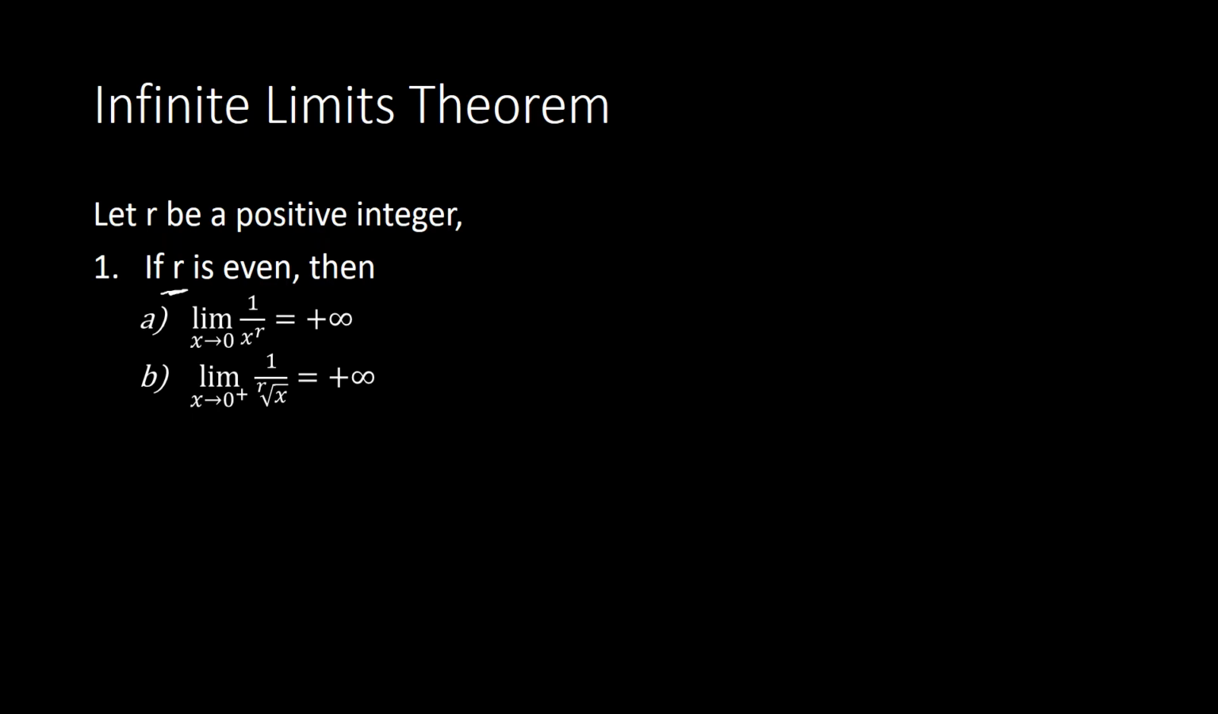Because if you look at the limit of, for example, 1 over x raised to a particular value, let's say 2, as x approaches 0, if we substitute our x value here as 0, this will become 1 over 0 squared. This is equal to 1 over 0. So that will become undefined.